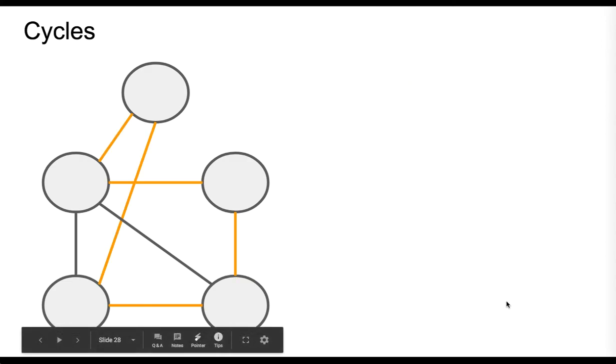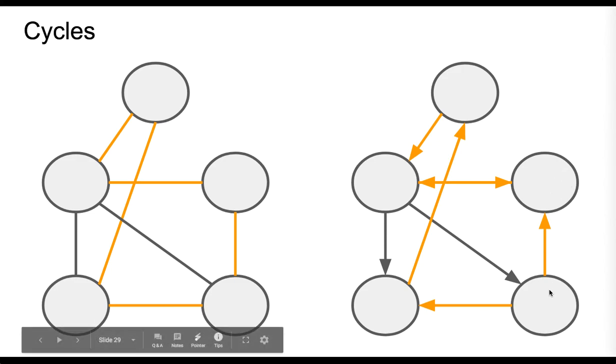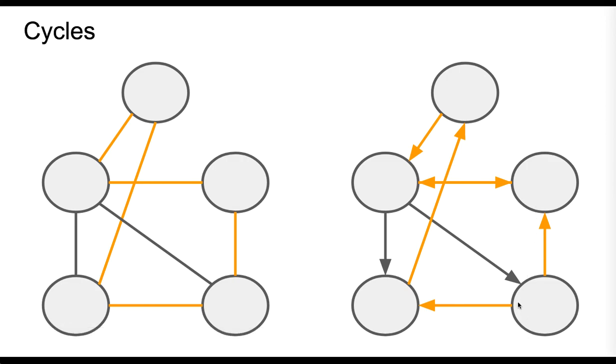And finally, here's a fairly large cycle in the undirected graph. If I start here, go up, then over, then over, then over, I can traverse this cycle as many times as I want. In the directed graph, we can start here, go down, go over, and we have nowhere to go. So the longest path we could take is this, but we can't ever get back to this node. So this is no longer a cycle in the directed graph.